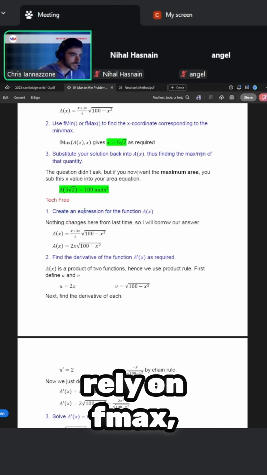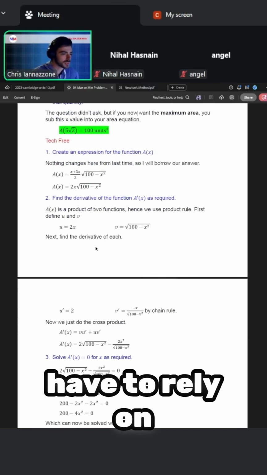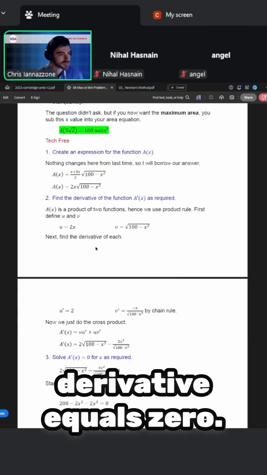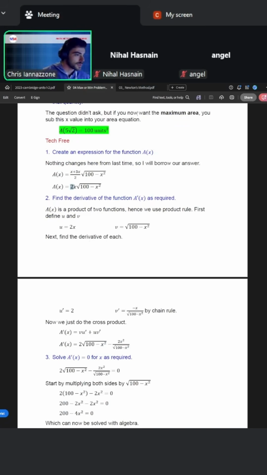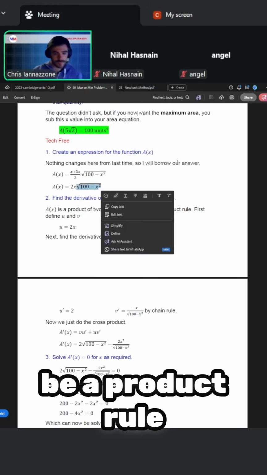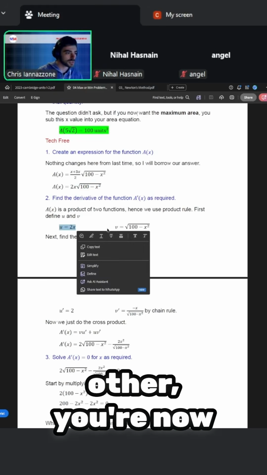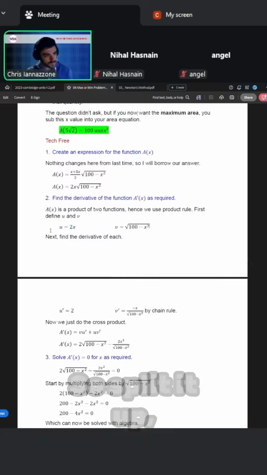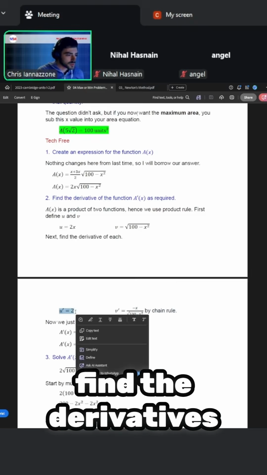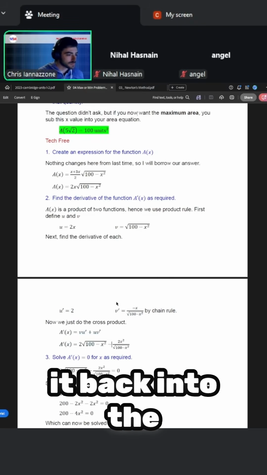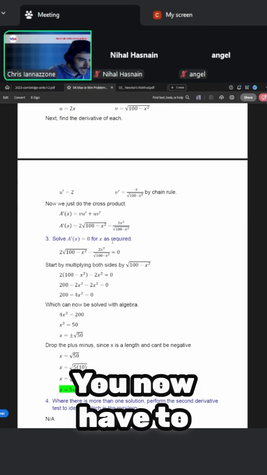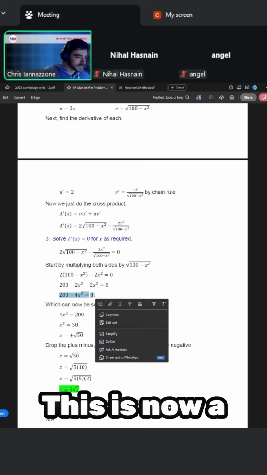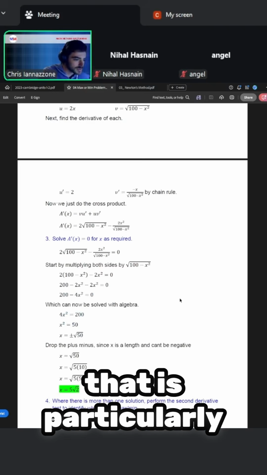Tech-free, you can't rely on fmax, obviously, so you're going to have to rely on your ability to do derivative equals 0. So we need to be using the appropriate methods to do that. This is going to be a product rule kind of question. Two things multiplying each other, you're now doing product rule. So split it up, find the derivatives of each, and then from there, just shove it back into the product rule. That'll get you your derivative formula. Nice and nasty. You now have to set that equal to 0. This is now a quadratic, and a quadratic that is particularly easy solved.